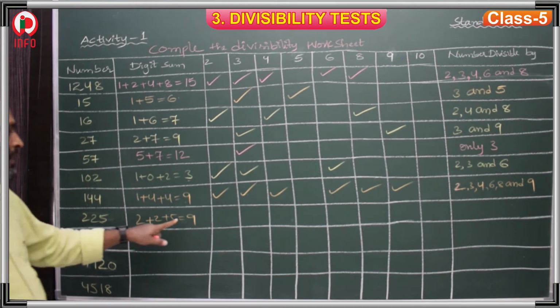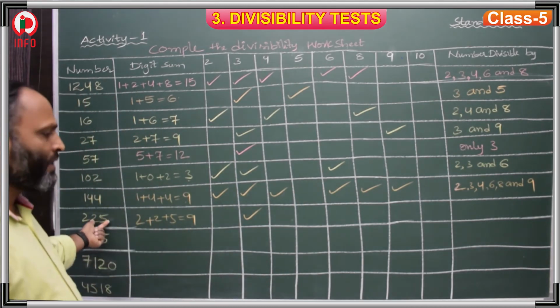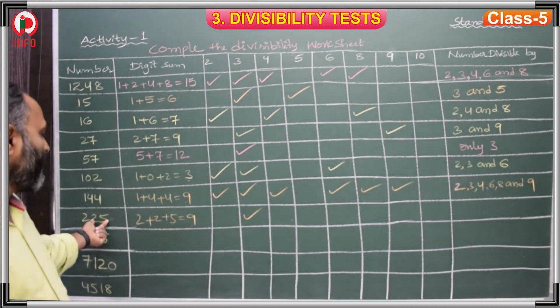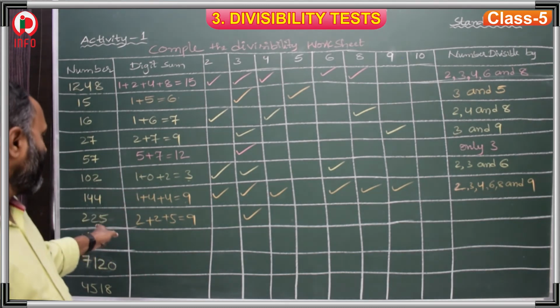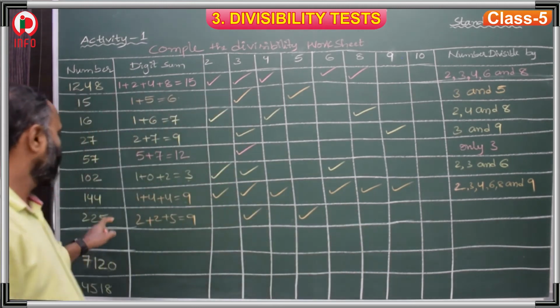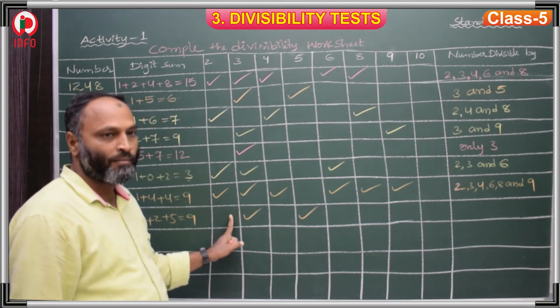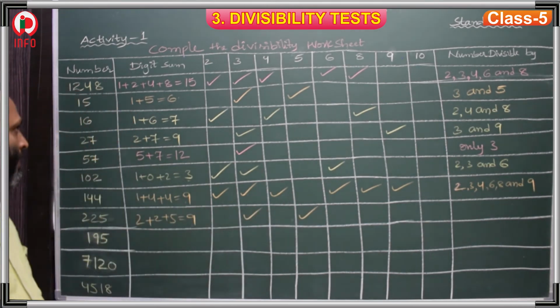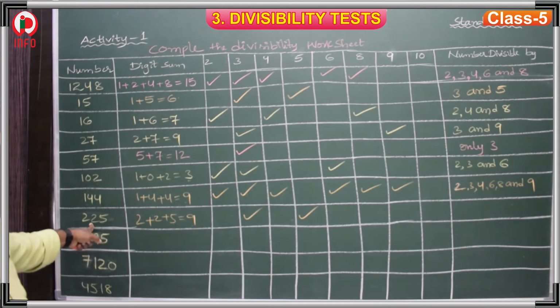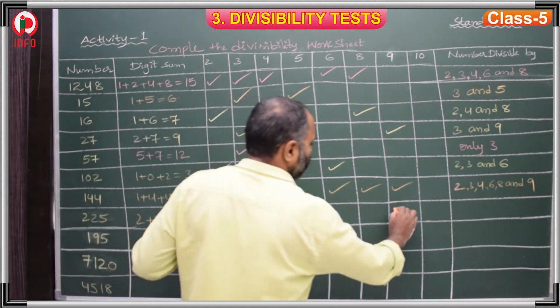It is an odd number, so it won't divide by 2. For 3, the sum is 9, so it is divided by 3. For 4, the last 2 digits won't divide by 4, so it won't divide by 4. For 5, the last digit is 5, so it is divided by 5. For 6, it must be divided by 2 and 3, but it is not divided by 2, so it won't divide by 6. For 8, the last 3 digits won't divide by 8.